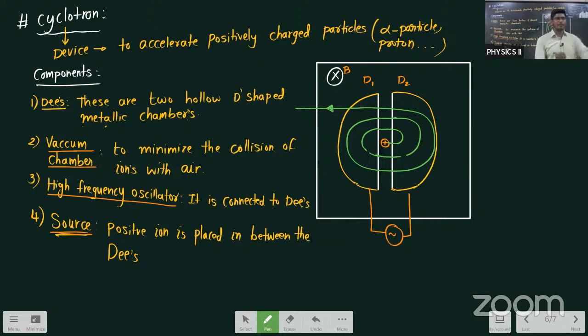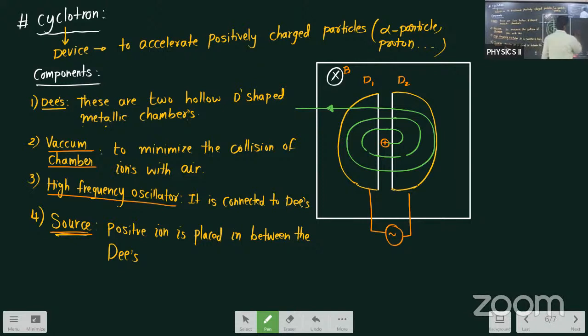So what is happening? Whenever the oscillator is activated, it will make one of the D's positive and the other D negative. The positive ion will get attracted towards the negative region. Once it enters inside the D, what is there inside the D? There is a magnetic field. So whenever a charge is left inside a magnetic field, it will start to make a circular motion. Actually, it will make a helix motion, but here we are considering the particle to make a circular motion. Once it enters the D, its velocity increases such that its radius will also increase.